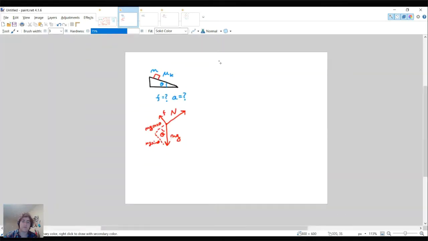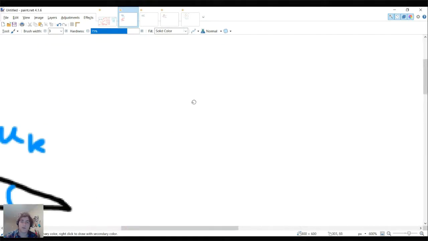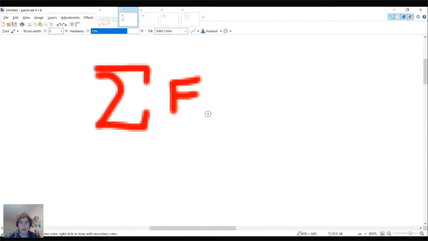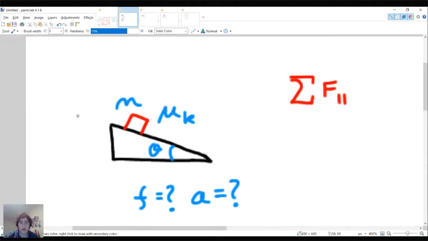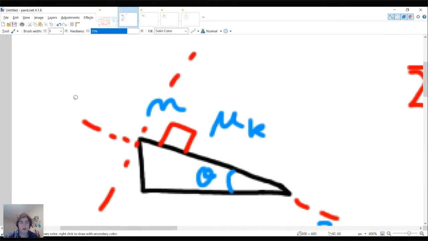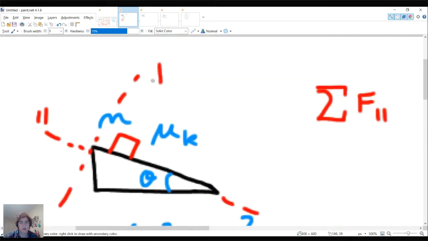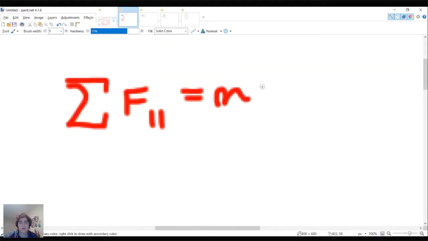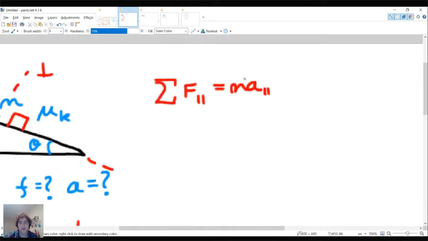So now we do F equals ma in both directions. We have the sum. That's a bad sigma. That's a great sigma. Wow. We have the sum of the forces in the x direction, or we're going to do the parallel direction. Our coordinate axes are set up like this. This is the parallel direction, and this is the perpendicular direction. So we have the sum of the forces in the parallel direction is equal to ma in the parallel direction.